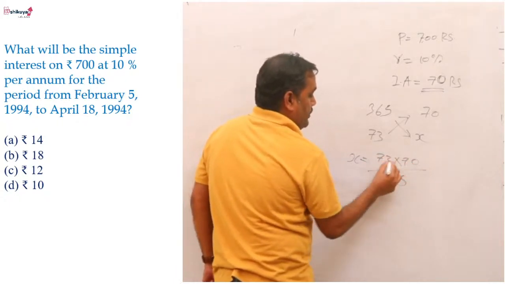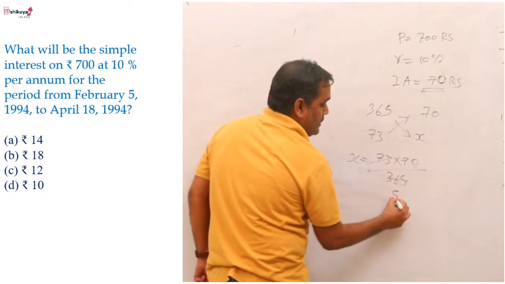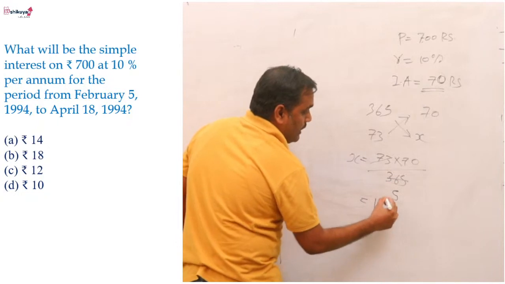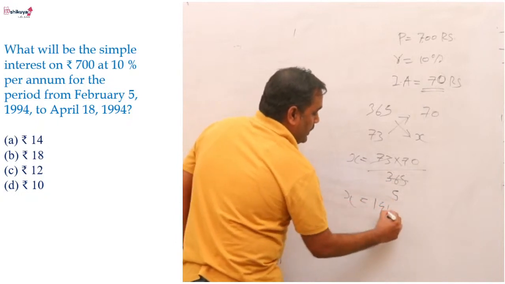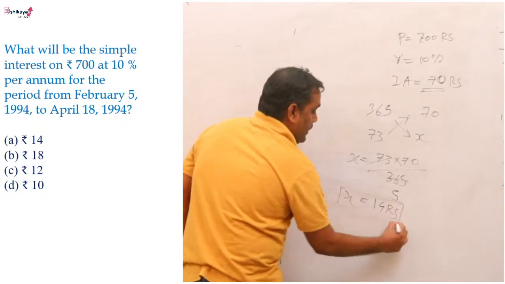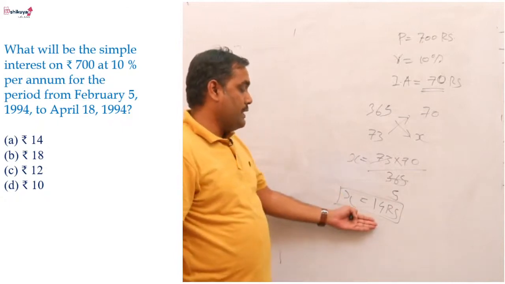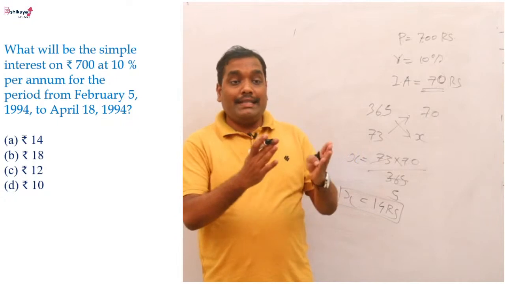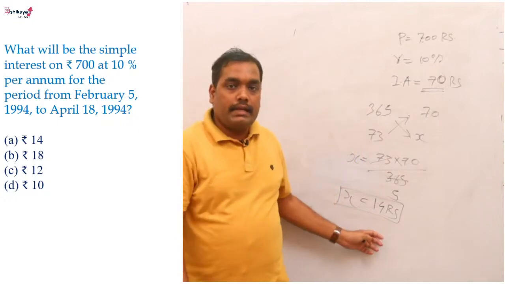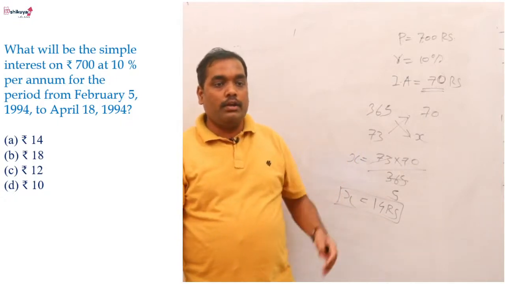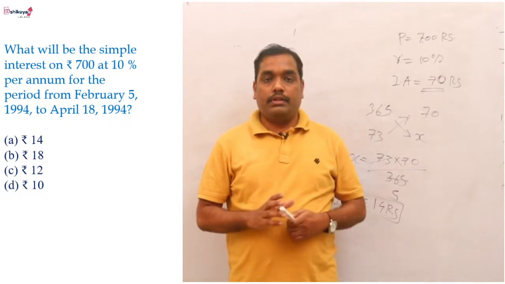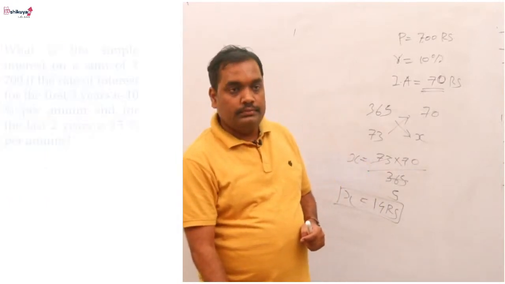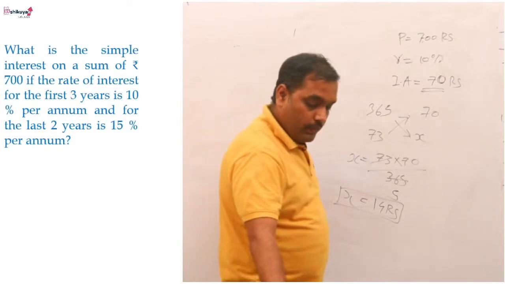365. Here 73 fives are 365. So we are getting 70 upon 5, which is 14. So the interest amount for the given duration, 73 days, is 14 rupees. So option A is correct for this problem. Let's go for another. Just read the problem statement.